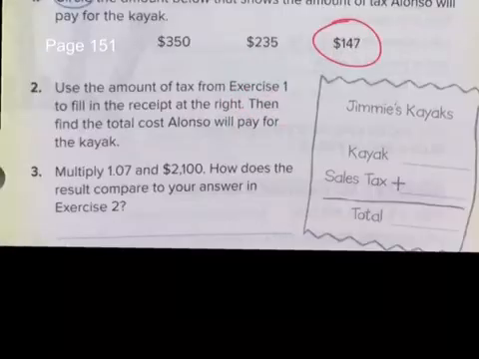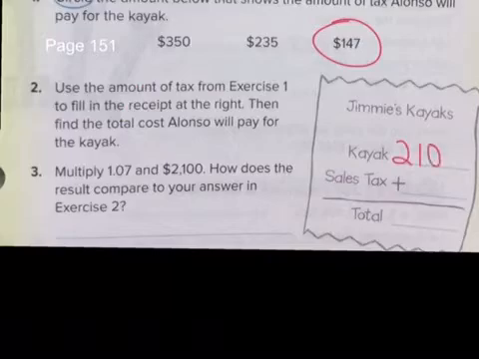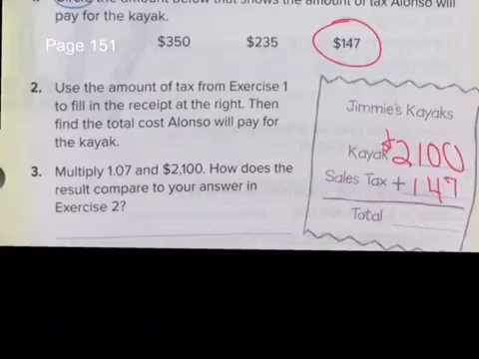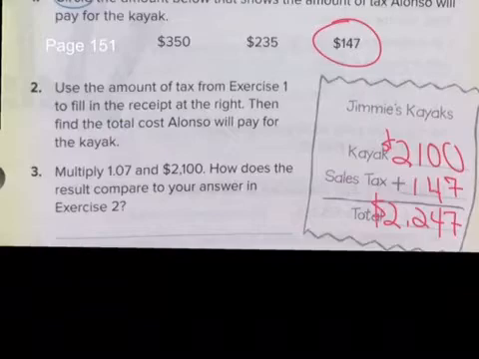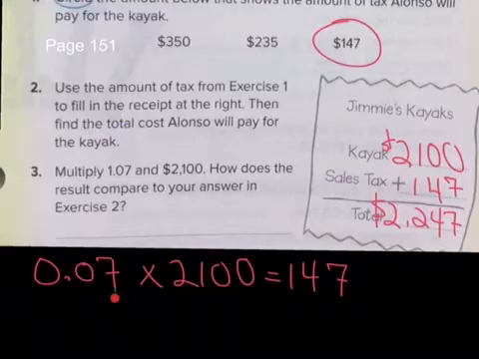Okay? Question 2. Use the amount of tax from exercise 1 to fill in the receipt at the right. Then find the total cost Alonso will pay for the kayak. Now the receipt is el recibo, right? The receipt. So here we have Jimmy's kayak. The kayak, we already know, costs $2,100, right? The sales tax is going to be $147, and our total amount will be $2,247. As you recall, we took the 7%, turned it into a decimal, and multiplied it by 2,100 to give us the amount, correct? The amount of the tax.